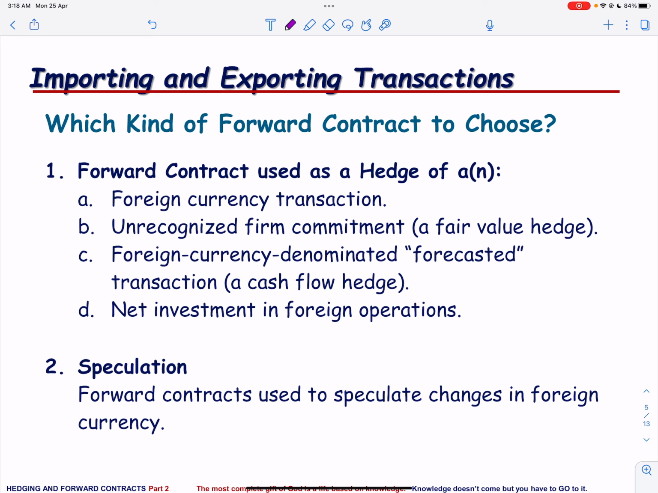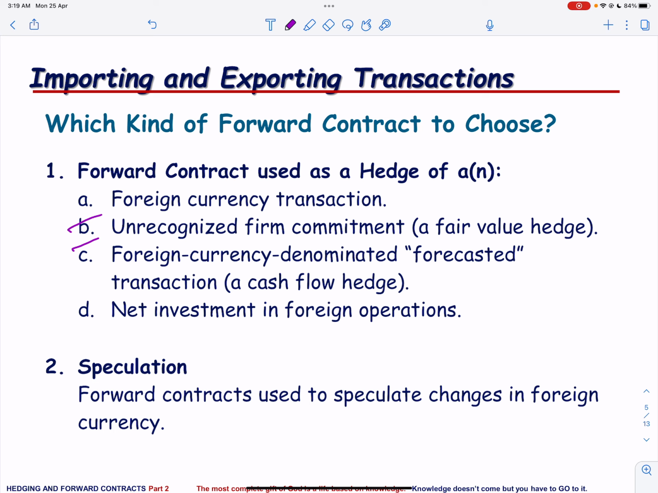The difference between B and C is, in case of B, any gains and losses will be recorded in the income statement, while in C it is recorded into OCI, and then from OCI it is recorded in the income statement. Fifth, we have the net investment in foreign operation, and if a company has an investment in a foreign operation, then the investment can also be hedged.